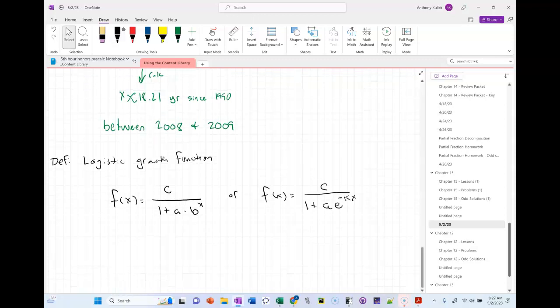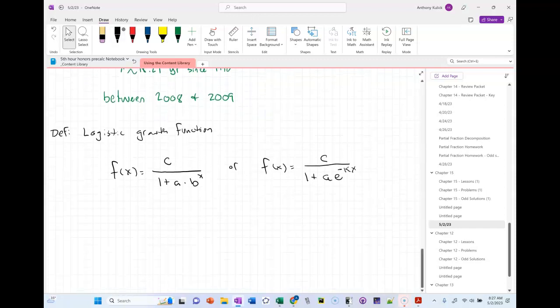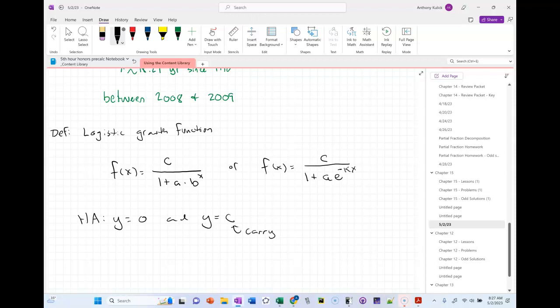One of the features of a logistic function is that it has a pair of asymptotes. We have an asymptote at y equals 0, and we have a second asymptote at y equals c. This c is often called the carrying capacity or the limit to growth.